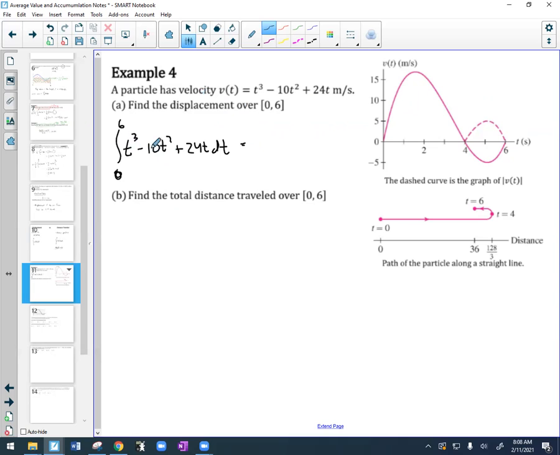Like I said a minute ago, you could do these by hand. It's t to the 4th over 4 minus 10/3 t cubed plus blah, so on and so forth. And then you would plug in a 6 and the 0 would just disappear and you get a number. But I can tell you, if you did all that, you would get 36. I did it in my calculator. And that's fine, but that tells me displacement. And this is actually the graph of this curve, just like the solid line here is the graph of v of t. But if I go with the absolute value, which would be total distance traveled, it's the absolute value.